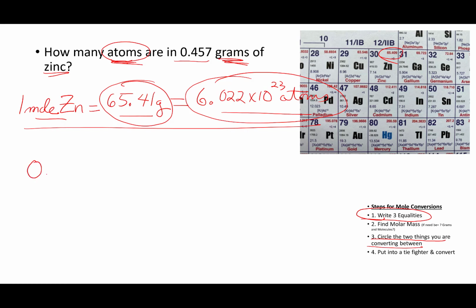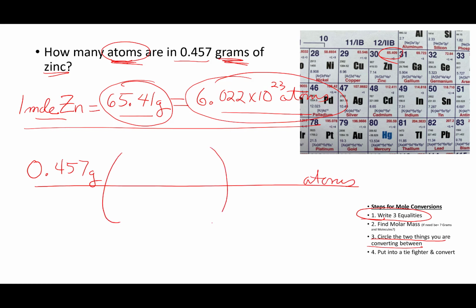I have 0.457 grams, my nice straight line. I want to end up with atoms. Draw my TIE fighter. I want to get rid of grams, so where do I put them? Top or bottom? I'm going to put them on the bottom, because anything I want to get rid of, I need one on top and one on the bottom. I want to keep atoms on top, so I put those on top. And then I use this to tell me what numbers to put in.